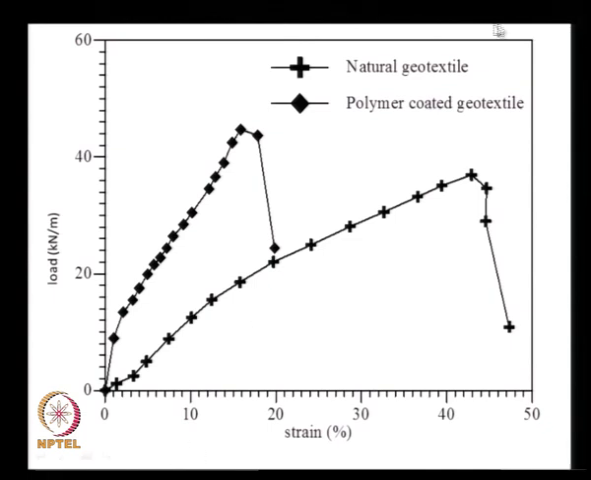This natural geotextile, the coir geotextile, is a relatively soft textile. It develops a maximum tensile force of about 36 to 37 kilonewtons per meter at a very large strain of nearly 40 to 42%, and when it is treated with some polymer coating, we can make it stiffer. The strength has marginally increased to about 43 kilonewtons per meter, and the strain at the peak load is about 16%.